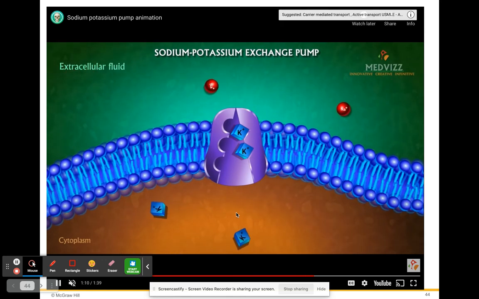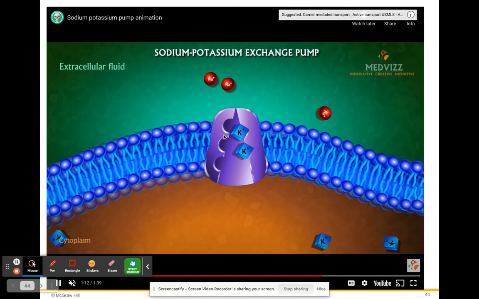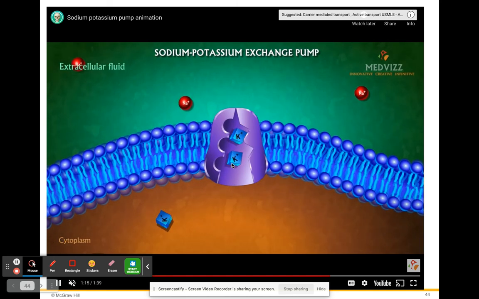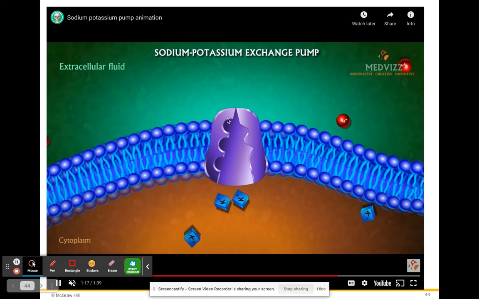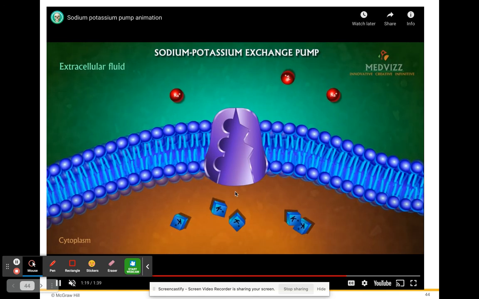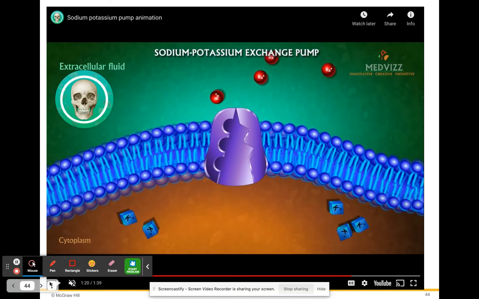This goes back and forth, back and forth. Okay, and this is a type of transport, but because it needed energy for this protein to change its shape, we call that active transport. Okay, so that's the only difference between the two.